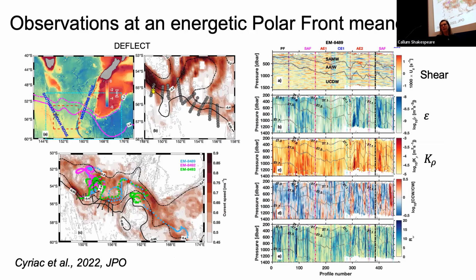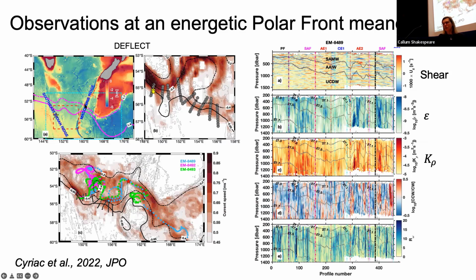More recently, we had an experiment south of Tasmania in a standing meander of the polar front. So we targeted this location as a hotspot of poleward heat flux from global maps, and we were motivated to look more at the physical processes controlling both that poleward heat flux, but also the momentum balance of the ACC as it interacts with bathymetry.